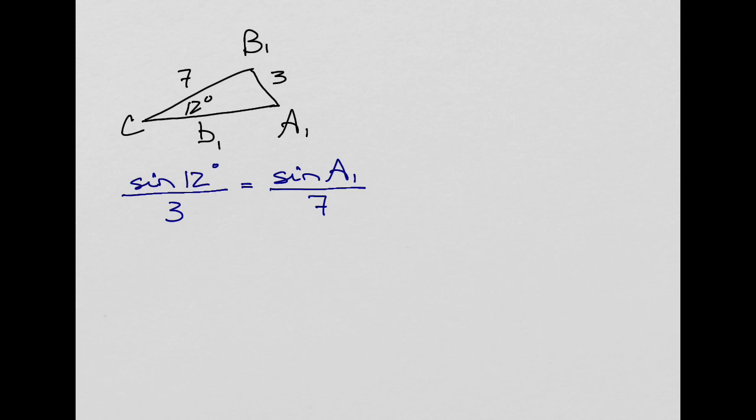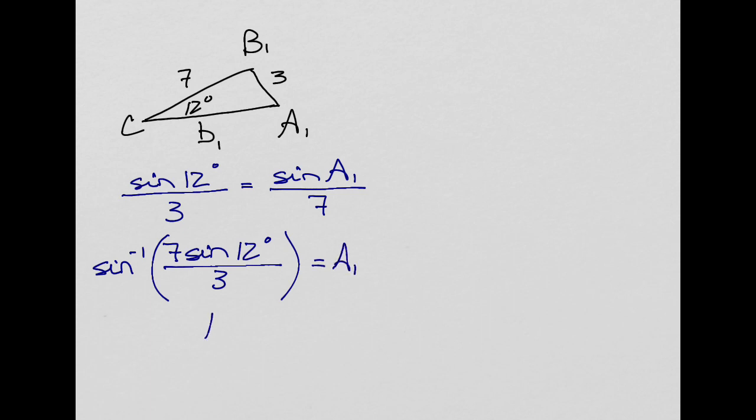Multiply everybody by 7. That's the sine of angle A. I don't want the sine of angle A, or A1. I want actual angle A1, so I'm going to use the inverse sine of that. And we get a measure for angle A1 of 29.02 degrees.